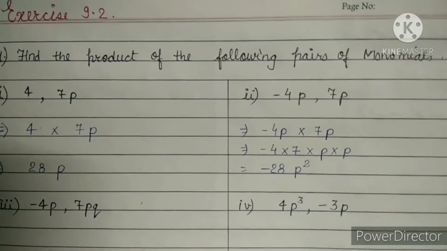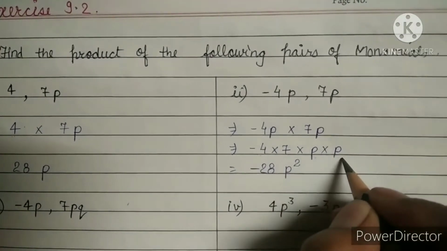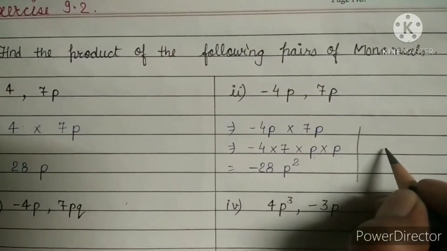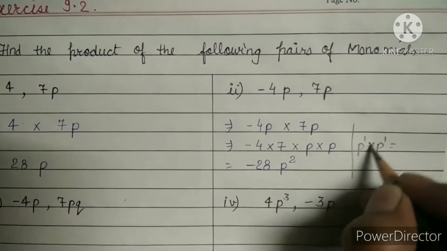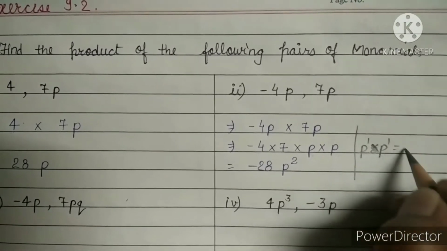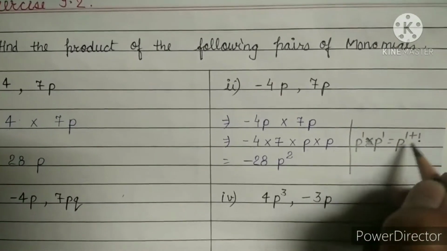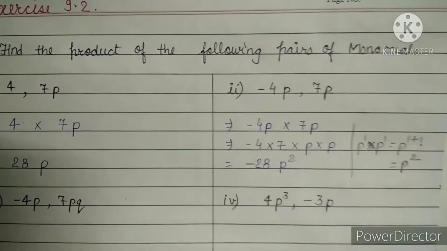It can also be written in another form. You can see their bases are the same. So when the bases are the same, p to the power 1 multiplied by p to the power 1, the base is the same, so 1 plus 1 will give us p to the power 2.